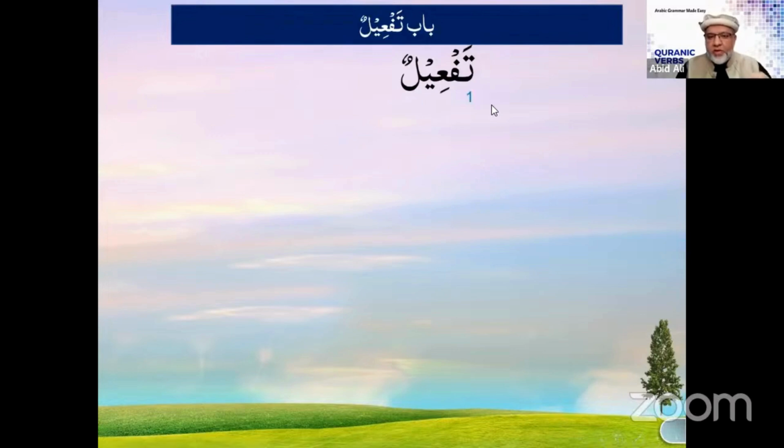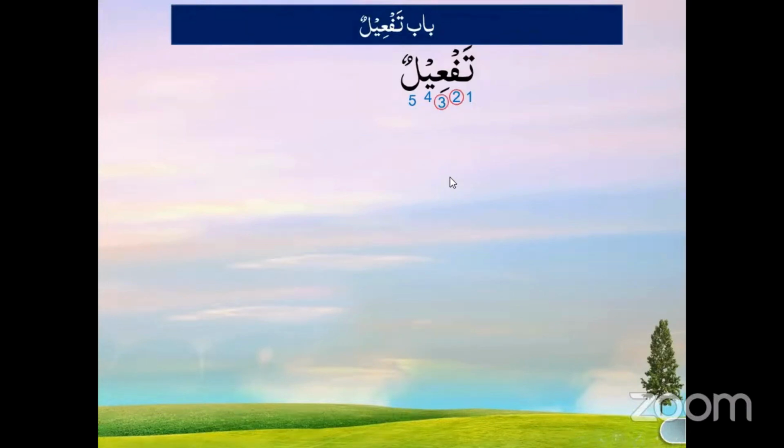So if you remember in Bab If'āl, the first letter was the Hamza with the Kasra. Then there was the Fa, then Ain, and then there was an Alif here. On the 4th position, there was an Alif and the Lam. So in this family, we also have 2 additional letters, happens to be in the same position. One of them is the Ta, and the second additional letter is the Ya. So what are the asli or the original root letters? The Fa, Ain, and Lam, right?